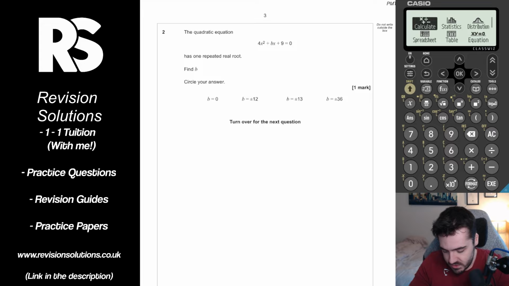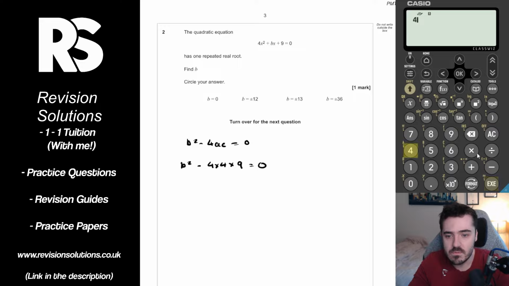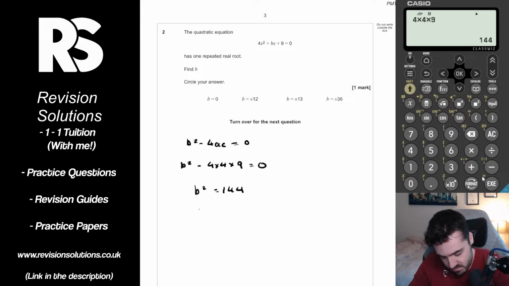Then we've got a quadratic equation. It says it has only one real root. Can we find b? If it has one real root, then the discriminant must be 0. So then we'd have b squared minus 4 times 4 times 9 equals 0. I plug that in a calculator quickly. 4 times 4 times 9 is 144. That means b squared must be 144. So b would be plus or minus 12.